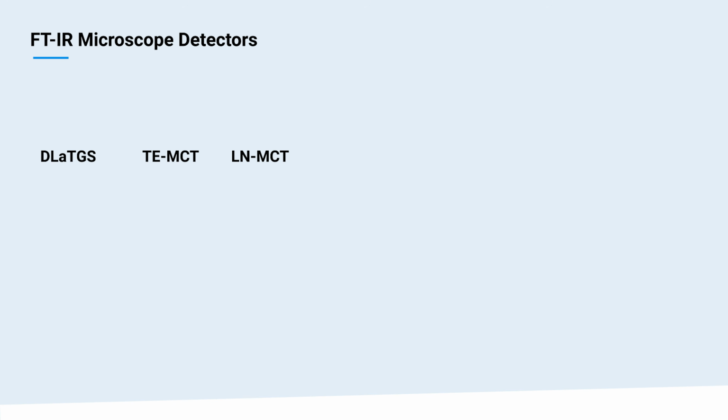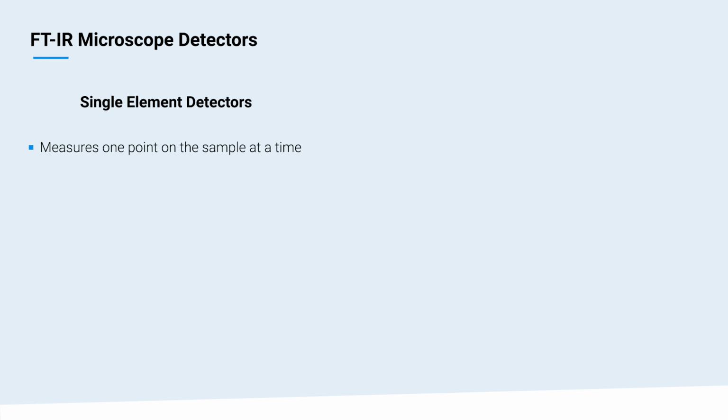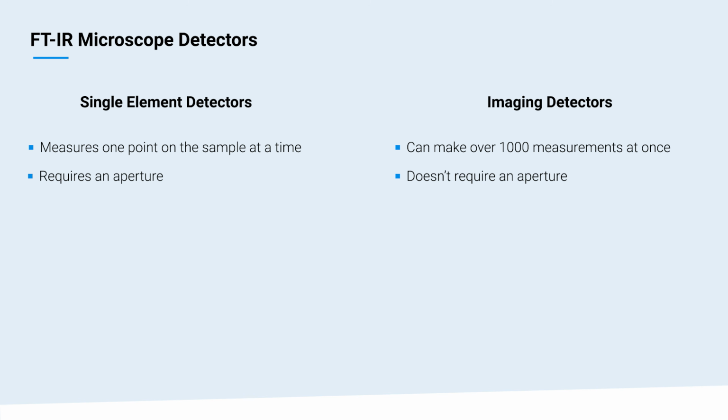Now, all these detectors are called single-element detectors. Single-element detectors make one FTIR measurement on one point of the sample at a time, so you end up with one FTIR spectrum. There's a whole other class of detectors called imaging detectors that can measure over 1,000 points on a sample at once, so you get much more IR data. Another difference between single-element detectors and imaging detectors is that imaging detectors don't require an aperture, so all the IR light is captured during a measurement, leading to faster and higher quality results.